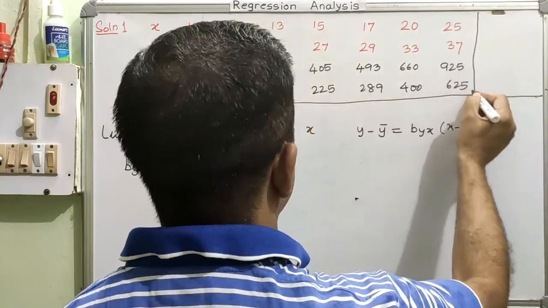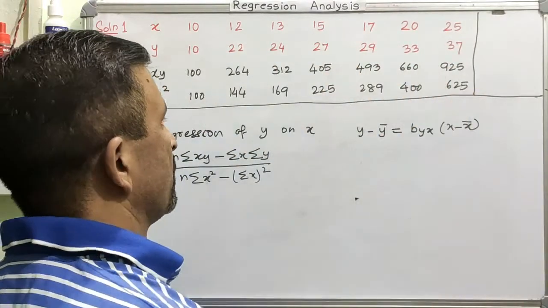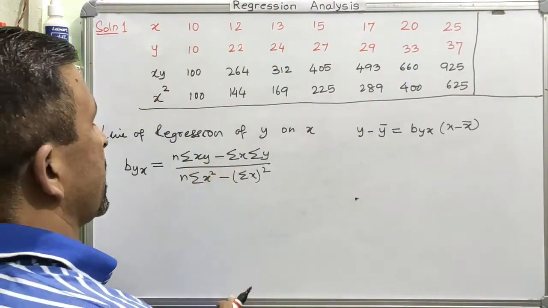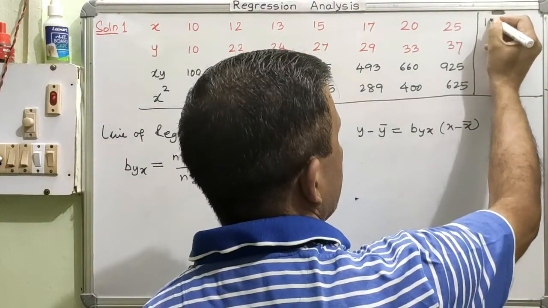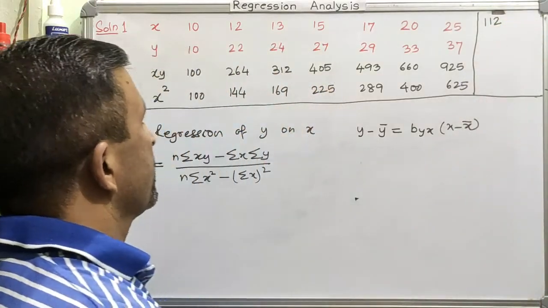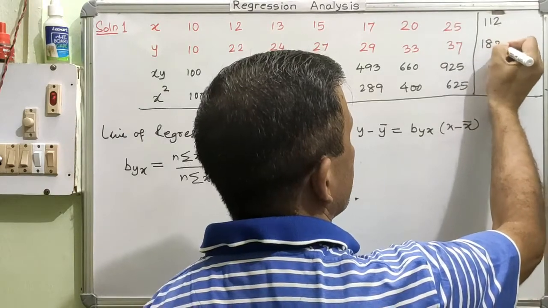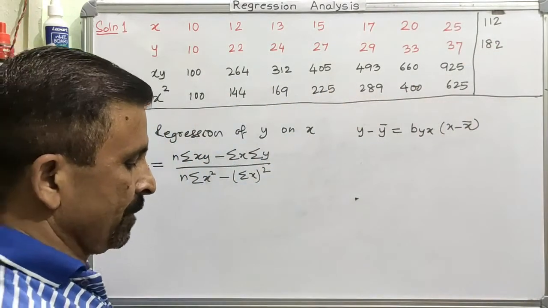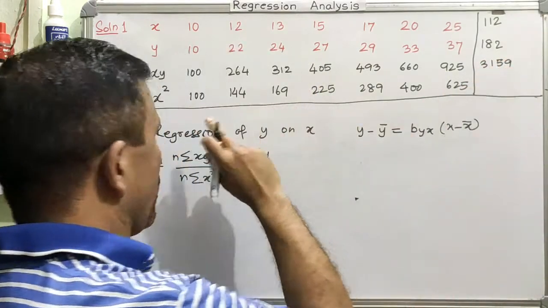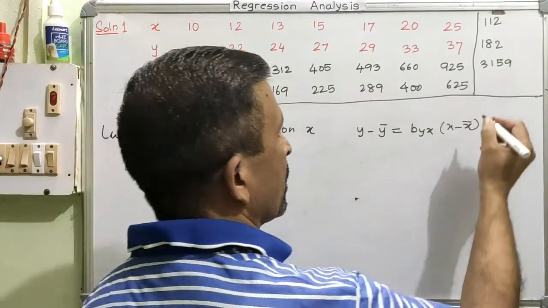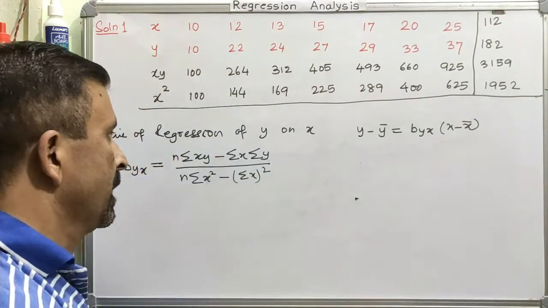Now I need the sum of all these terms in this row, the third row, and also the fourth row. So the sum of all the x is equal to 112. Clear? Sum of all the y is 182. Sum of all the product of x and y is 3159. And sum of all the x square is 1952. Clear? You can please cross check it.